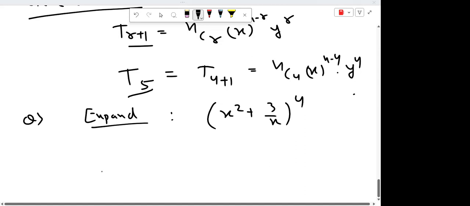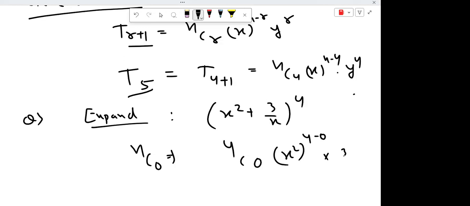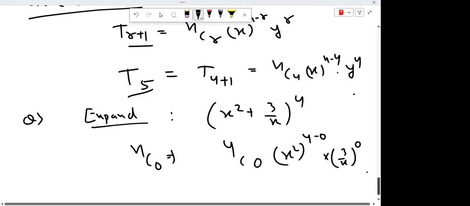Sir, yes, Akib. Sir, it is having x square, so should we write x square to the power 4 minus 0? Yes. 4C0, and x square to the power 4 minus 0, and 3 by x to the power 0, like this. Okay. Okay, sir.